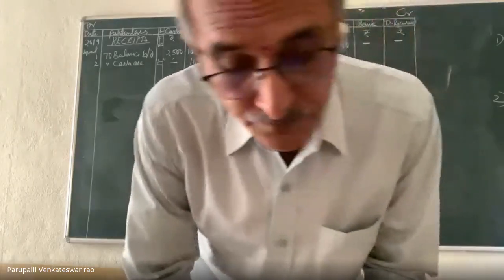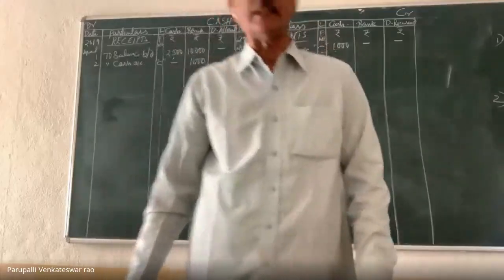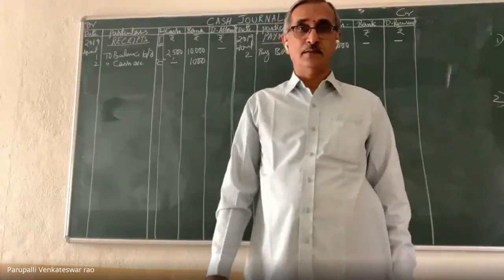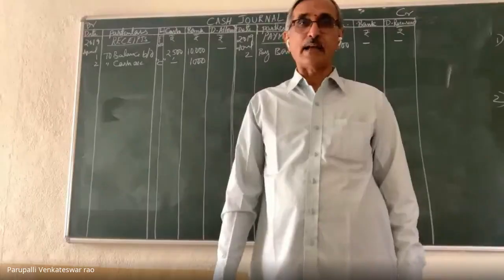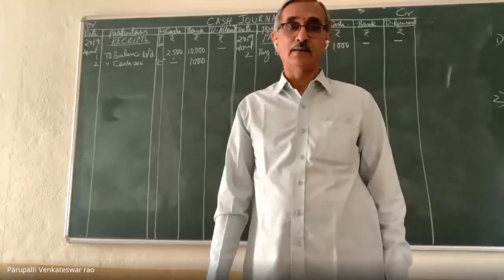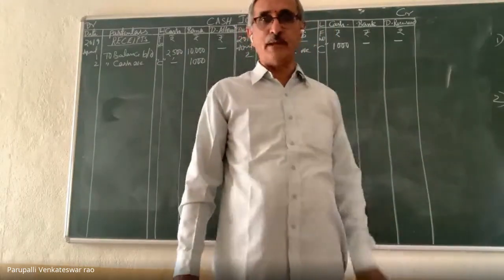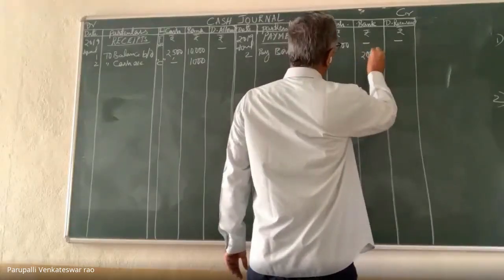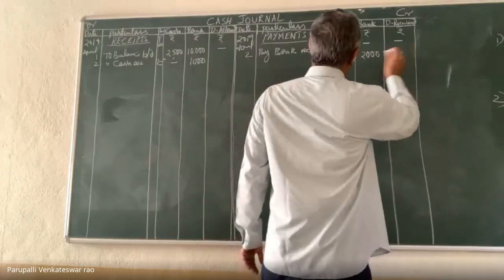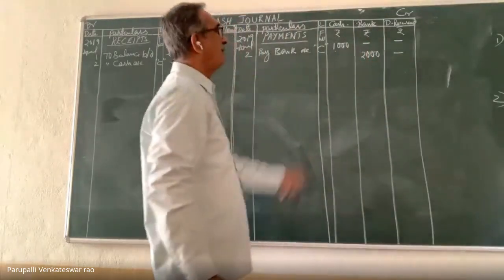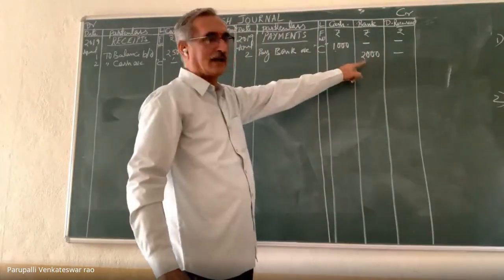Furniture and issued check 2000. Is it received or paid? Payment. Cash paid or through bank? Check. Bank. So payment, bank column. Payment side, bank. How much paid? Credit side. So 2000 paid from bank. Write the amount first in the bank column, 2000 paid from bank.